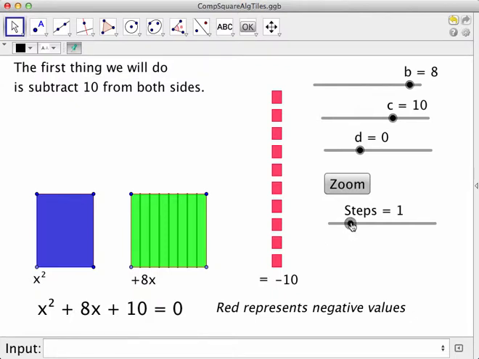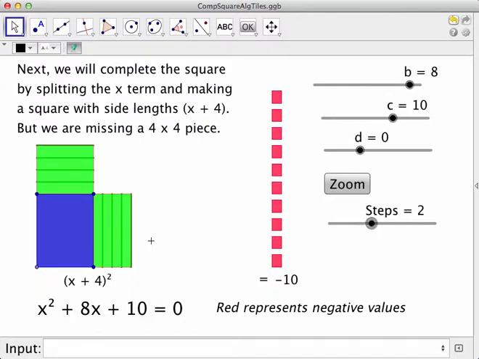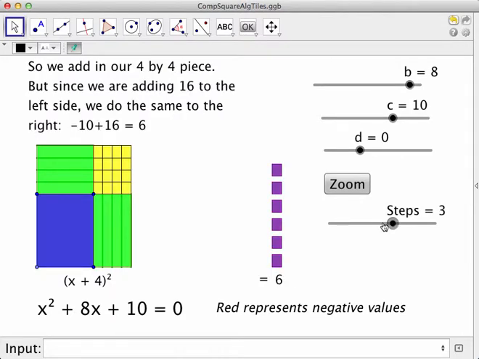Then we break up our 8x into two 4x boxes and start to create a square that will have dimensions equal to, again, x plus 4. Again, we have a missing 4 by 4 piece, so we have to add 16 to the left to create that square, add 16 to the right, which now gives us a value of 6. So now we have that x plus 4 squared is equal to 6.